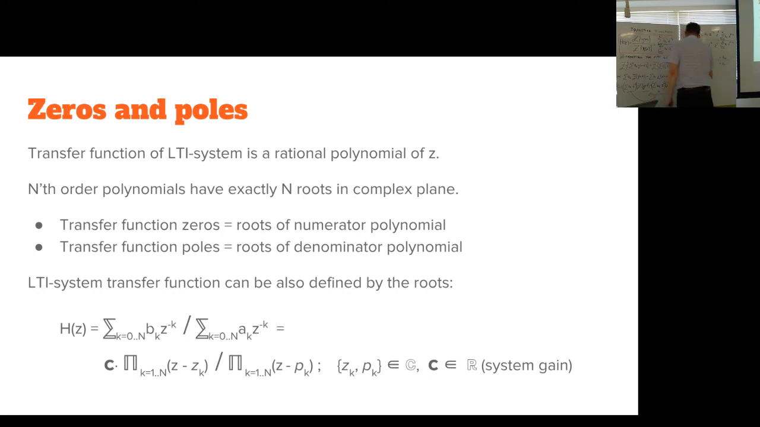Meaning that mathematically, we can actually write the same rational polynomial as, first, this kind of scaling factor here, as a product of first order polynomials, meaning z minus z1 times z minus z2 times z minus z3 times and so on times z minus zn, where these z's here are constant and they are the complex roots of this polynomial. Okay.